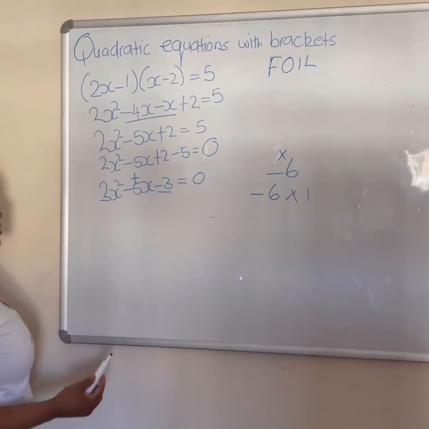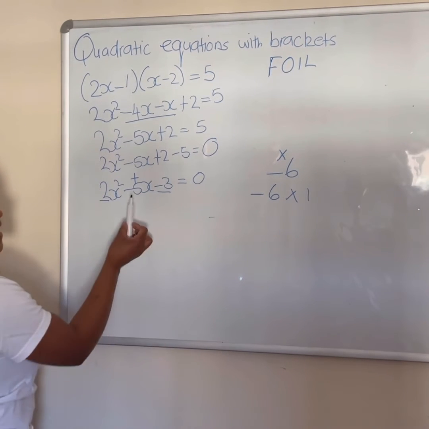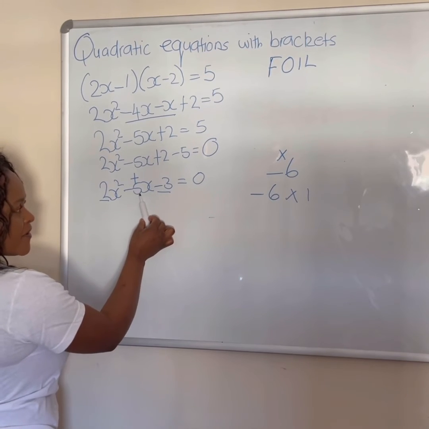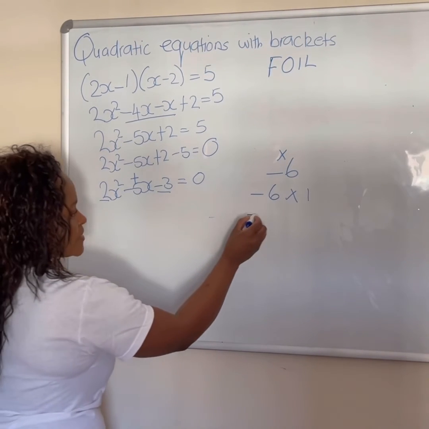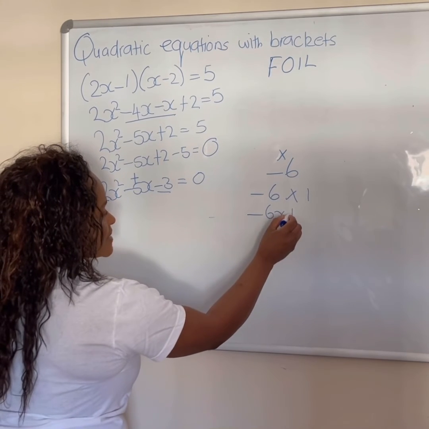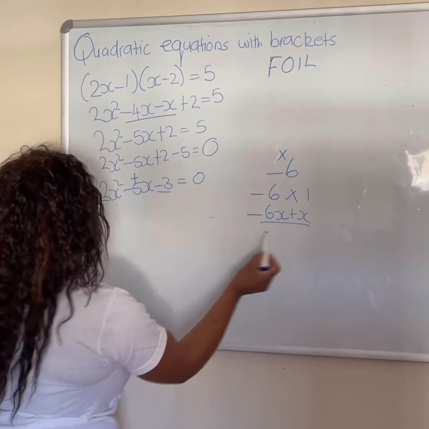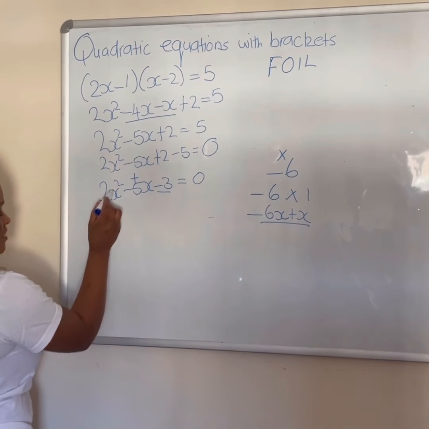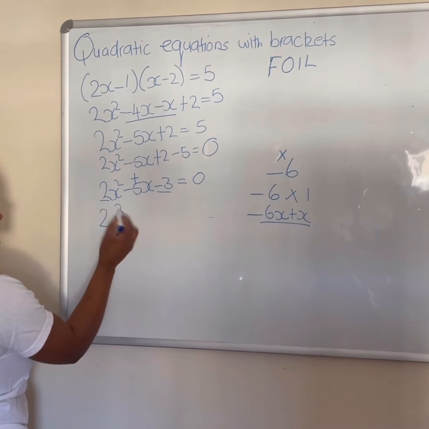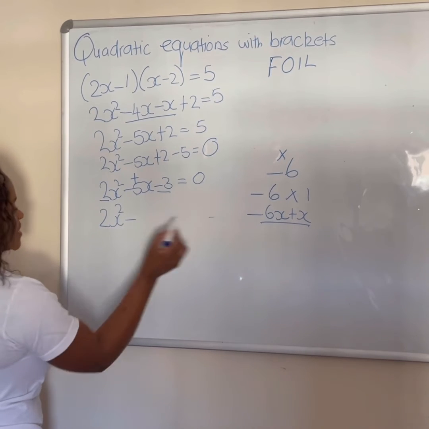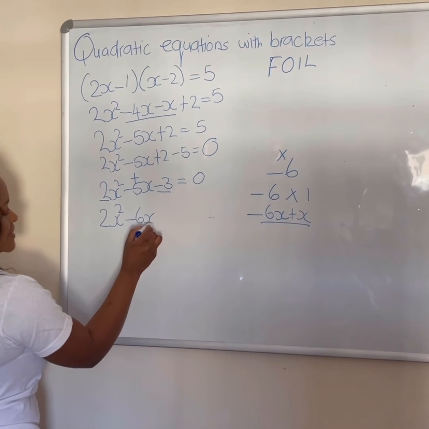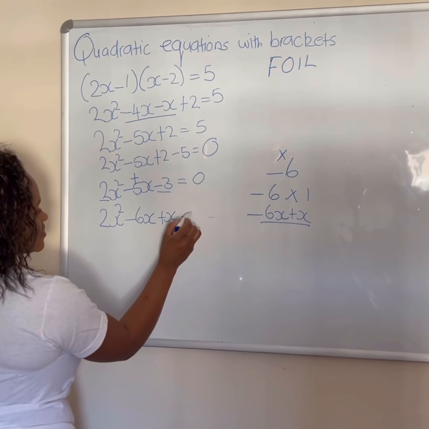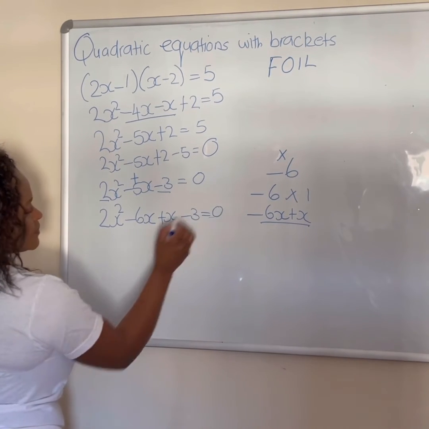So that's my combination. So I will rewrite that, but remembering that I'm not going to write minus 5x. I'll write minus 6x plus x. This will give you a minus 5x. So I'm decomposing this one. Okay, so that will be 2x squared, minus 6x plus x minus 3. This should give me a 0.